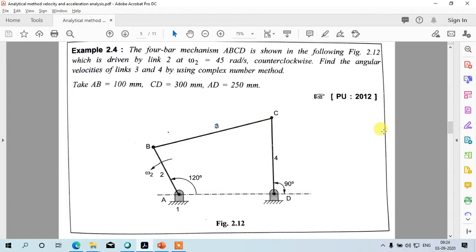So we will follow the procedure for the complex variable method. First we will write a vector loop equation for this mechanism. Then the second step is to write the position equation. Then differentiating with respect to time we get velocity. Then again differentiating with respect to time we get acceleration. So let's have a look at the solution.